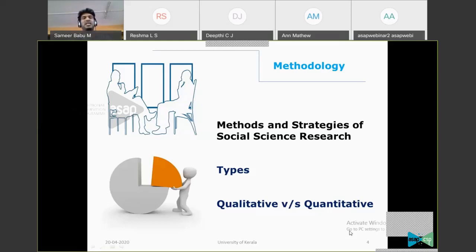Let me take the examples of, yes. Second slide, types of... Yes, I am in the same slide. Okay. So qualitative versus quantitative. Yes.